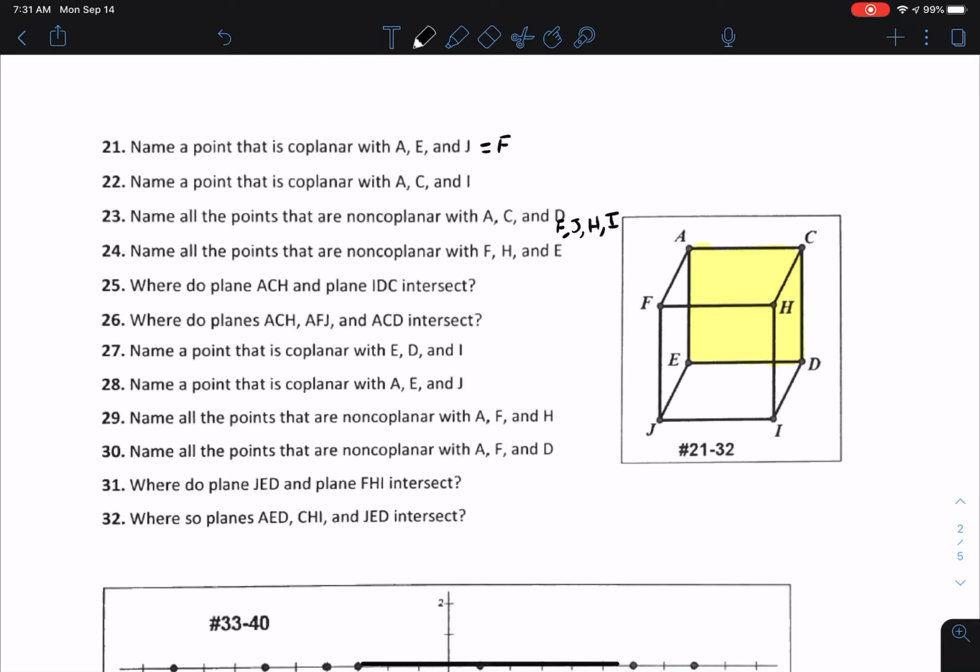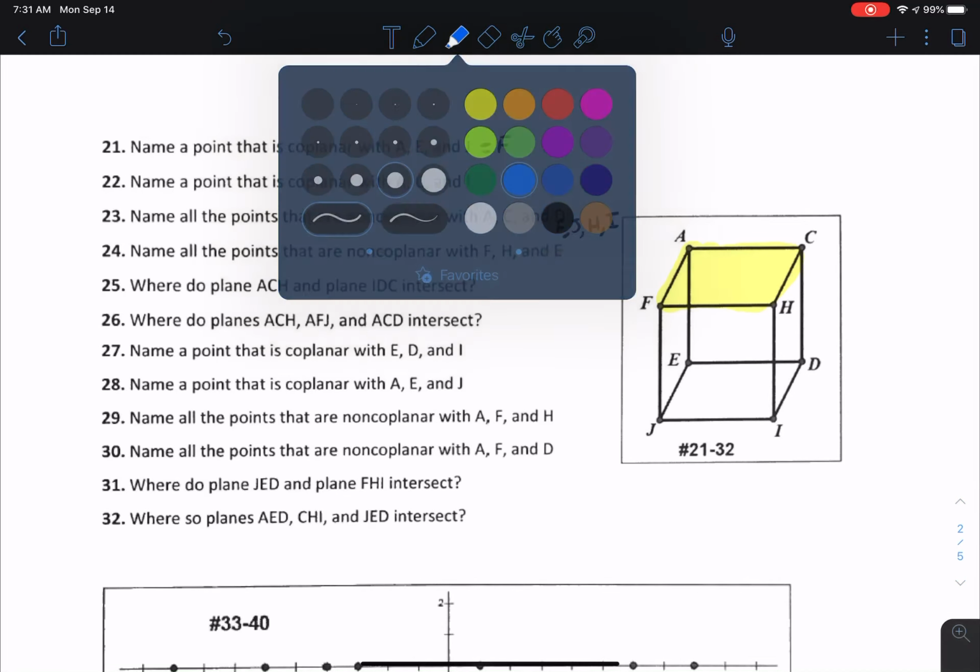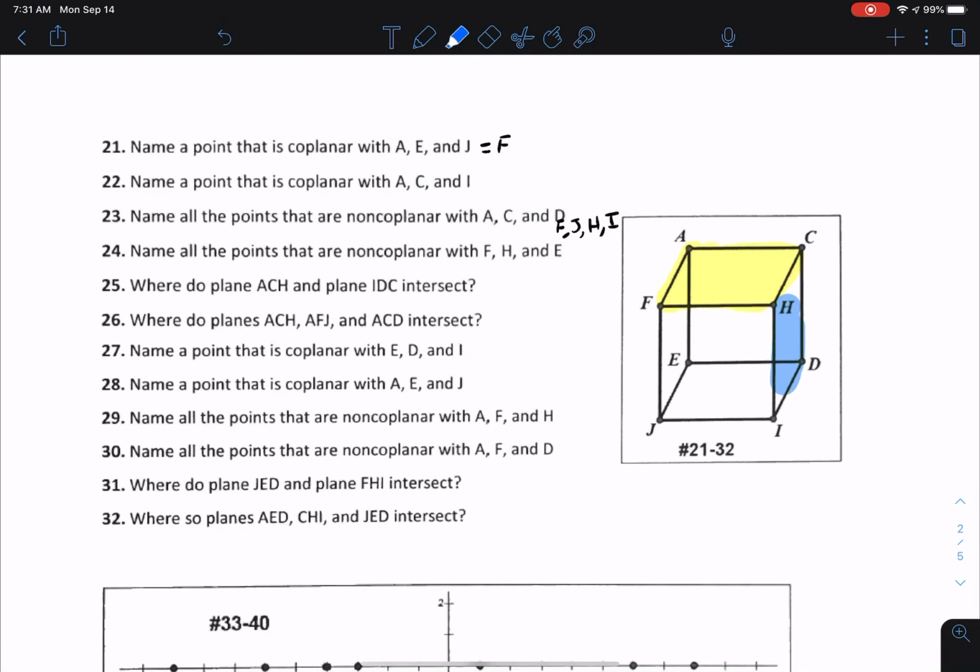Let's read number 25. Where do plane ACH, so this top surface here, and plane IDC, so this surface over here, intersect? So we're talking about this top one right here, and then this blue one right here on the side. So we're talking about those two.